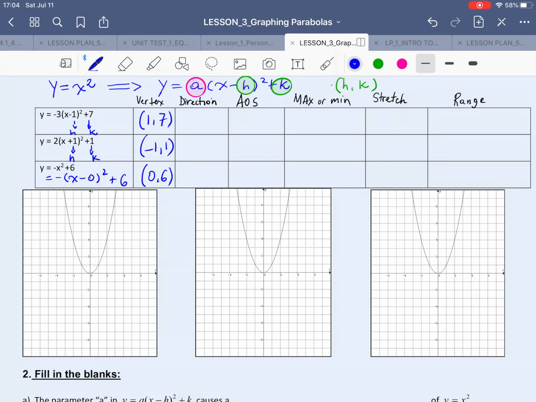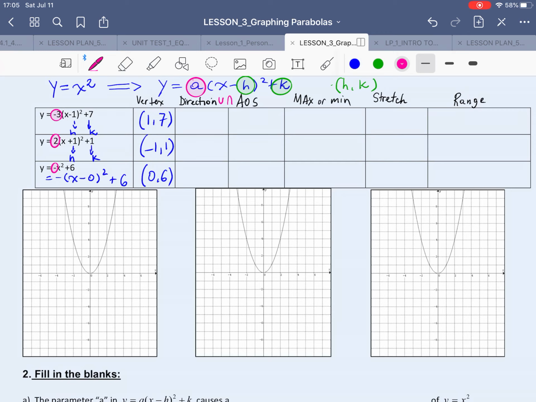Now, about the direction of opening, a parabola can either open up or down. So a parabola opens up when a is positive, and it opens down when a is negative. So in the first equation, we have the value of a negative, so that will open down. In the next one, a is positive, it will open up. Here, negative 1, it will open down.